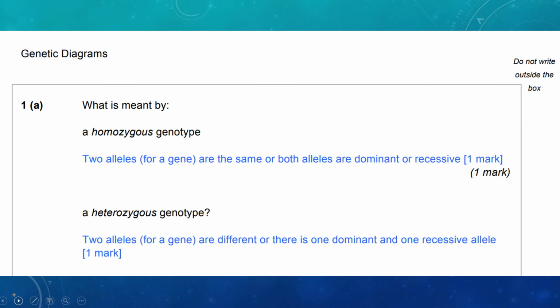So, first up, homozygous genotype. Two alleles for a gene are both the same, okay? They can either be homozygous dominant or homozygous recessive. So if I use the letter A, homozygous dominant would be two dominant alleles, homozygous recessive, two recessive alleles. A heterozygous genotype is two alleles that are different, so there can only be one combination of this, one capital, one lowercase, one dominant and one recessive. So check your answers and mark them.